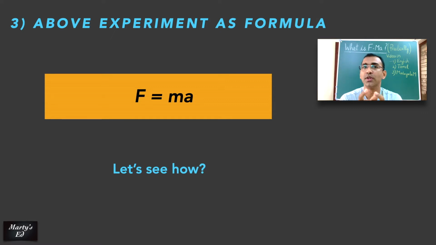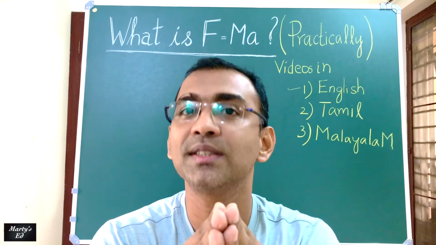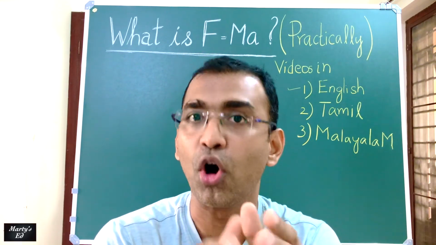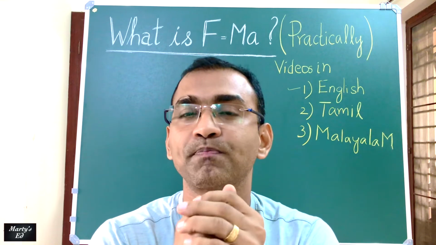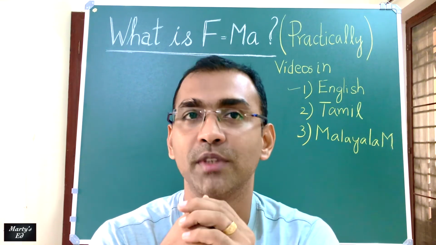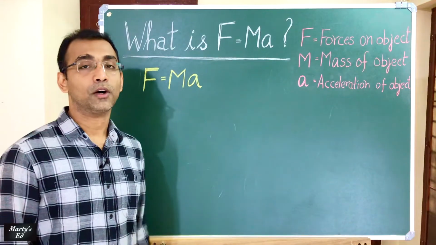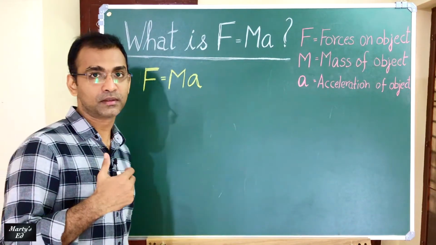So what I'm going to do is, on the blackboard, I'm going to derive a small derivation which will make you understand that F is equal to ma is nothing but the observation that you made, or the graphical representation of the input and output that you made. Okay, let's see the derivation.